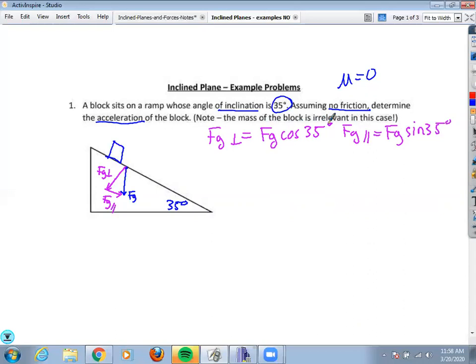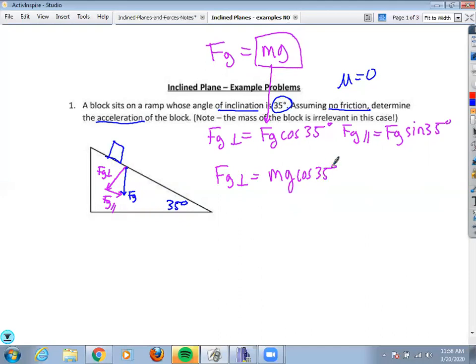But remember from grade 11 physics, Fg equals mg. So you should be able to substitute mg in place of Fg. So we get Fg perpendicular equals mg cos 35, and it would be any degree, any theta, but in this example, it's 35 degrees. And Fg parallel equals mg sine 35 degrees.